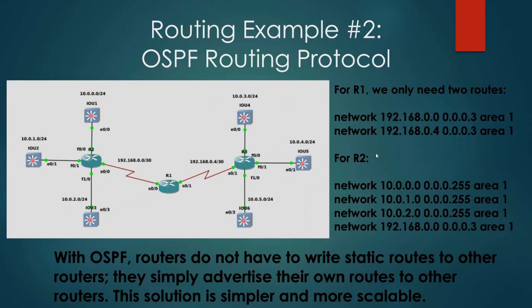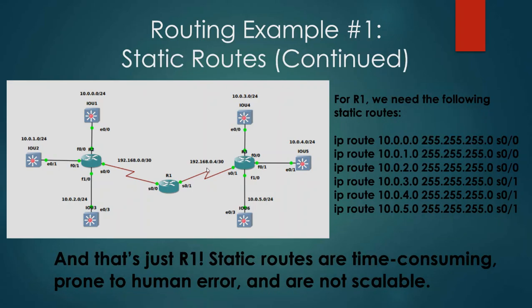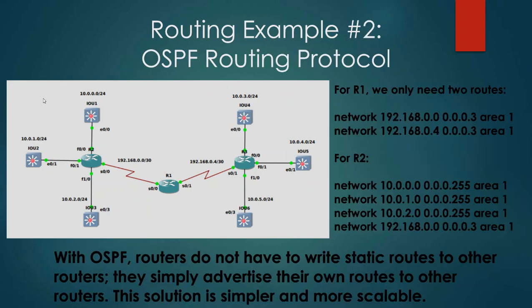So you notice there's a different philosophy when you're doing OSPF. When you do static routing, you have to write the routes that you want R1 to route to. With OSPF, you're writing the subnets that you want your router to advertise to other routers. So basically, you don't have to write 10 networks from the other routers. For R1, you only need to create routes for subnets that are directly connected to R1.